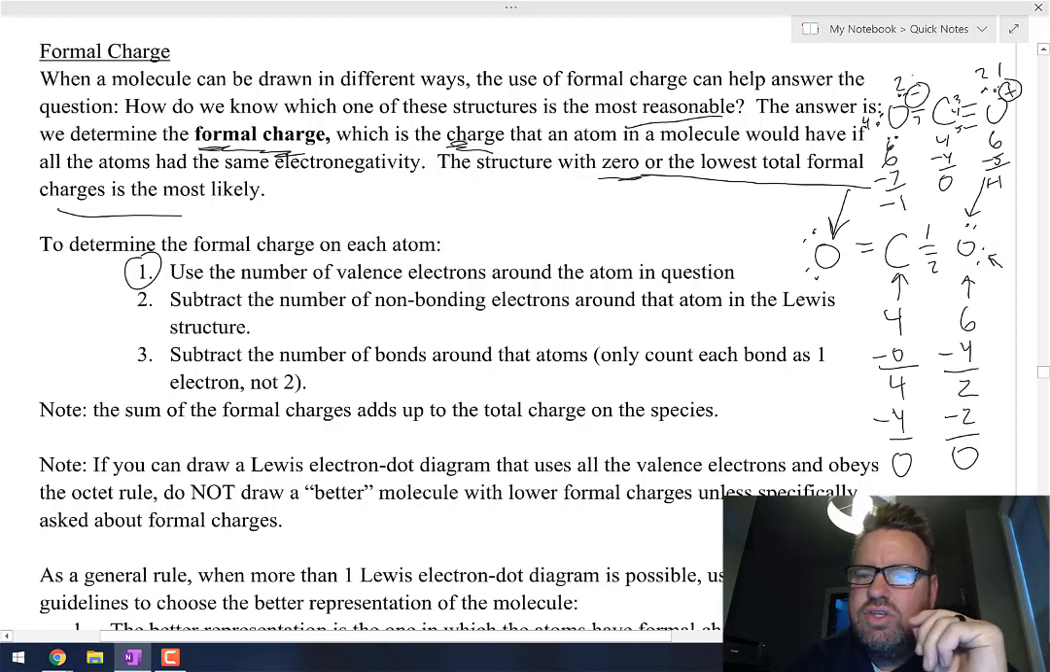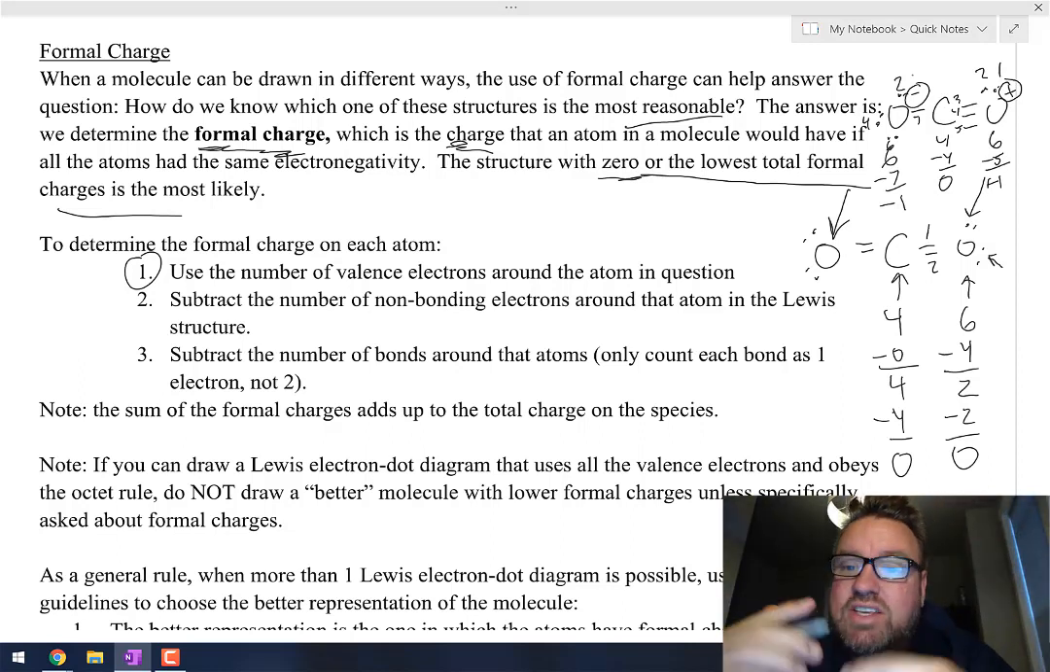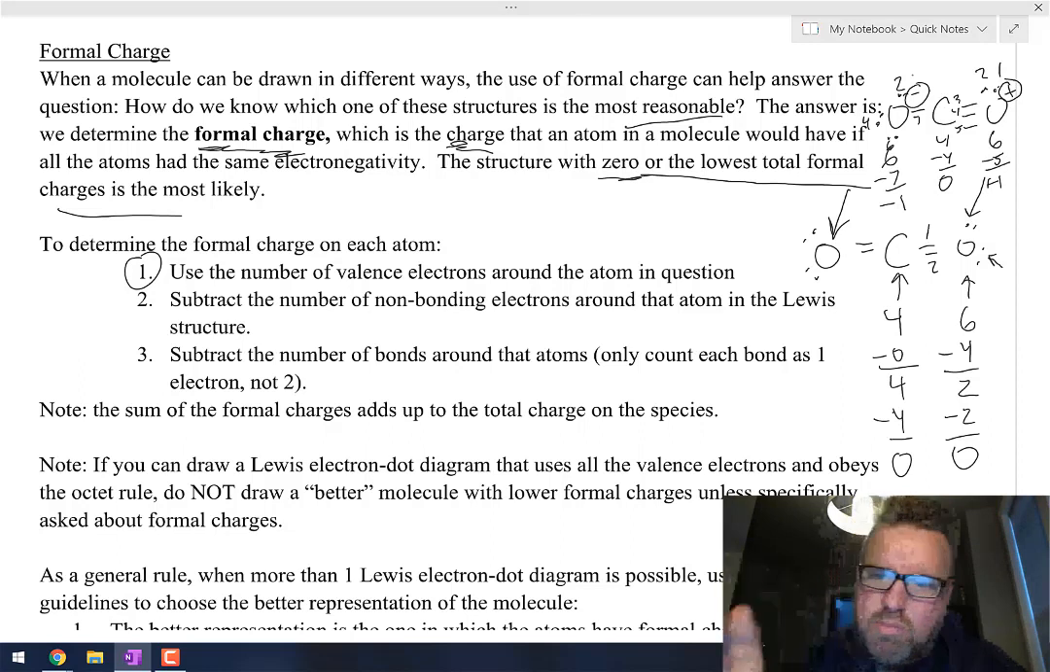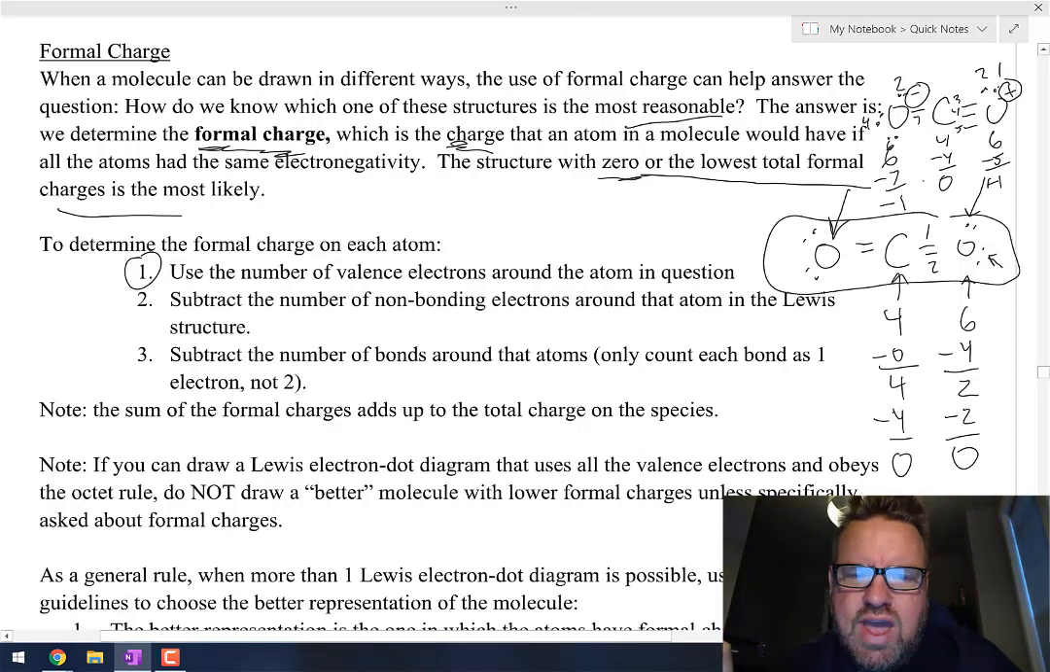Okay, so that's one of the reasons why carbon dioxide has the 2 double bonds and not a triple and a single, because the double bonds produce a molecule that has no formal charges on the atoms. Okay, and that's how you would explain that. Why is CO2 best represented this way? Because there's no formal charges on the atoms.